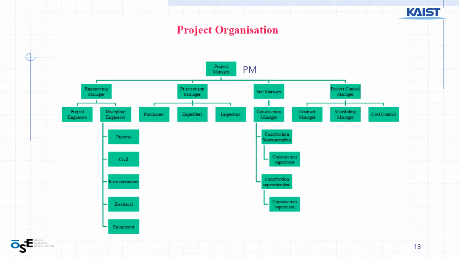Now, the project organization. This is not for the whole energy company. It is only for an EPC company. So the project manager has an engineering manager, procurement manager, site manager, and project control manager. And under them, there are project engineers, discipline engineers, purchaser, expediting and inspection, construction manager and contract manager, scheduling manager, and cost control. So there are many people involved.